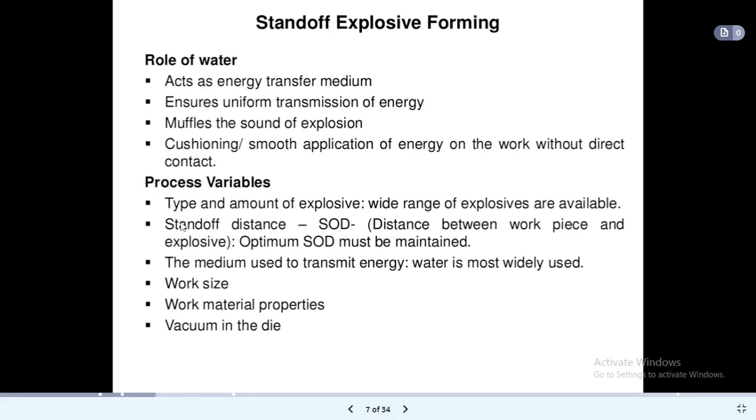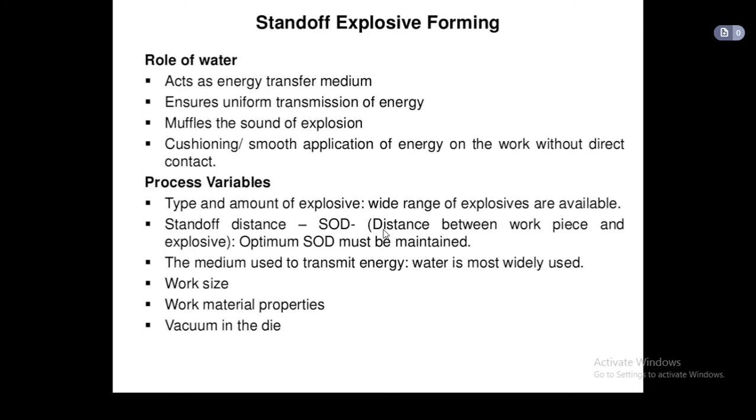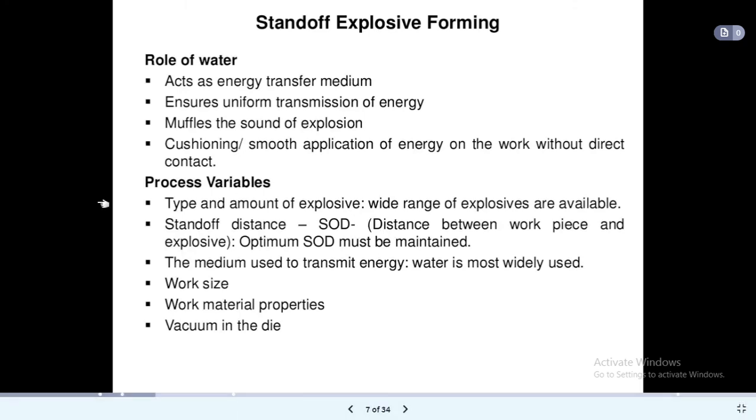So the first one is the type and amount of explosive. Which type of explosive we are using and what amount of explosive we are using is the most important process parameter that affects explosive forming. A wide range of explosives are available.